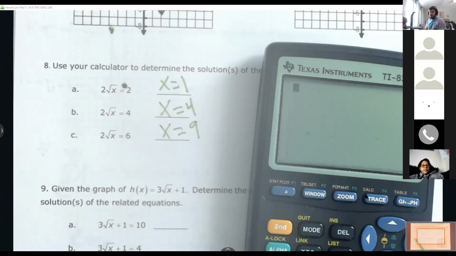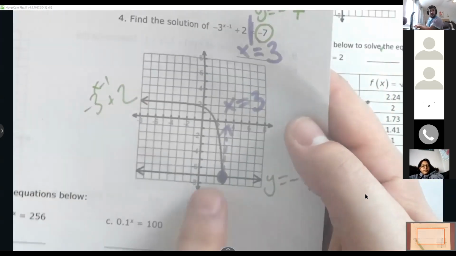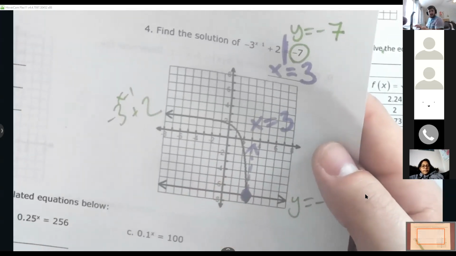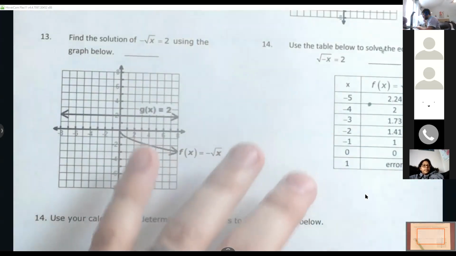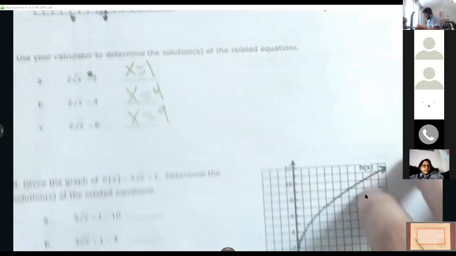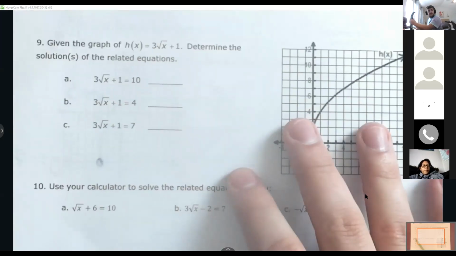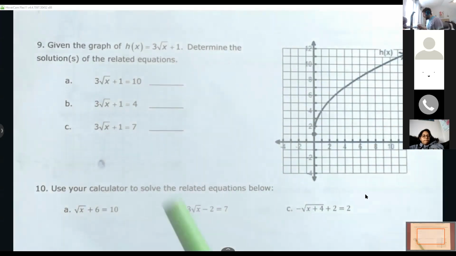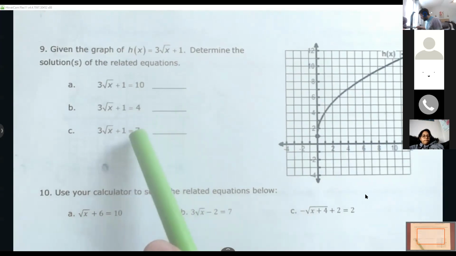What type of problem did you need? Like the graphs, I think, not the tables. Like this one? Because I got more graphs. How about like number 9 down here? Okay. So there's three different things here. We're looking for y is 10, y is 4, and y is 7.